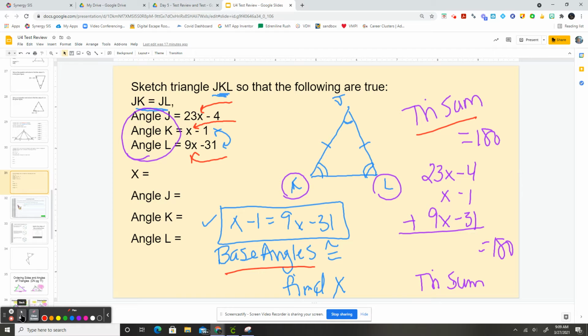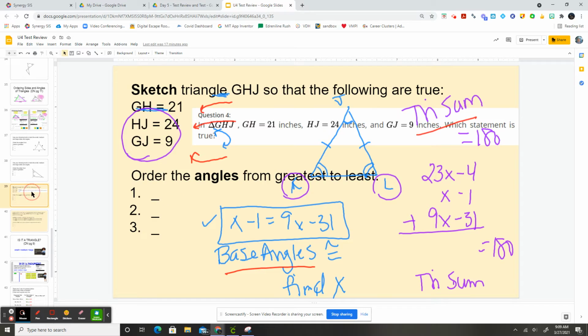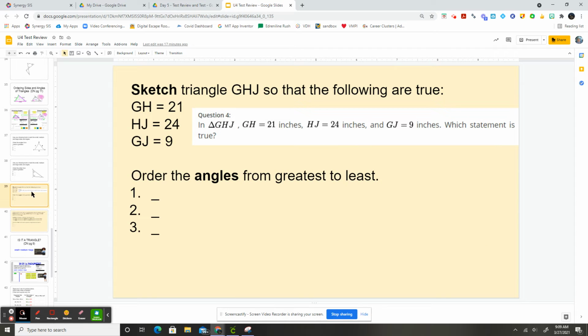If we continue moving forward, learning target 4 had 2 questions that were kind of struggle. So this is ordering sides and angles. It seems really easy when you start it. We had this question. So again, this is learning target 4. We had this question in the reviews, but the test question asks it just a little bit differently. It gives you a bunch of choices. G is greatest, G is least, H is greatest, H is least, J is greatest, J is least.